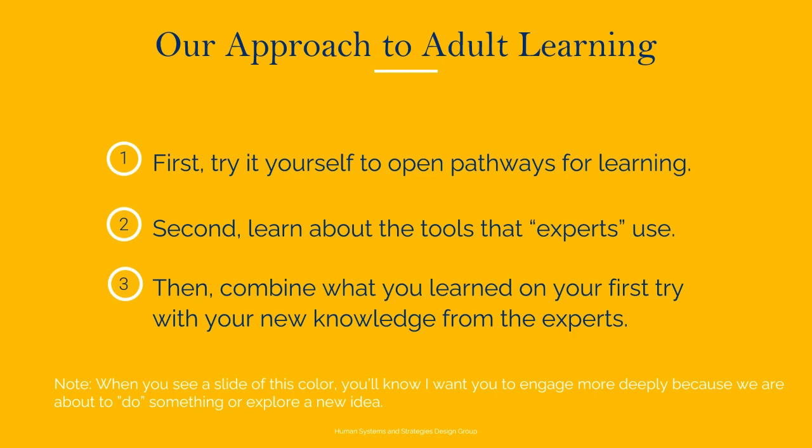So let's talk about our approach to adult learning. The first thing we're going to do is have you try things yourself, and that will open up pathways for learning in your mind. And then second, we'll learn about the tools that experts use, and then we'll combine the two. We'll combine what you discovered when you tried it yourself with what other people have discovered when they did it themselves and did it maybe from a research perspective.